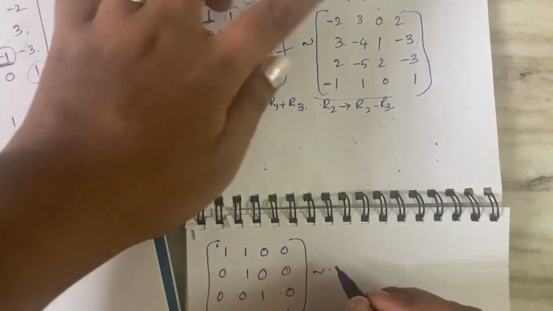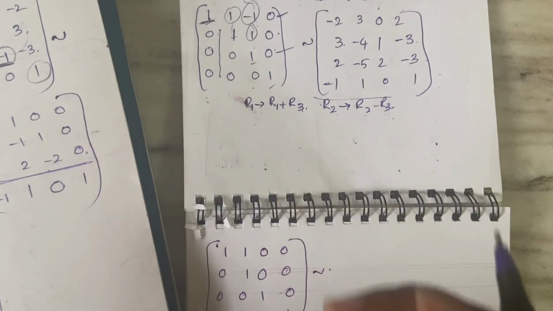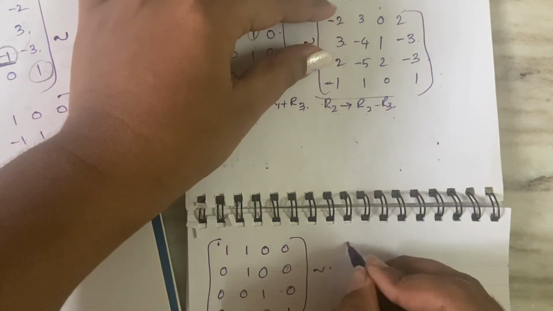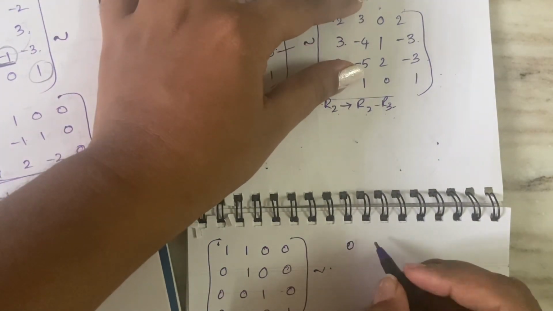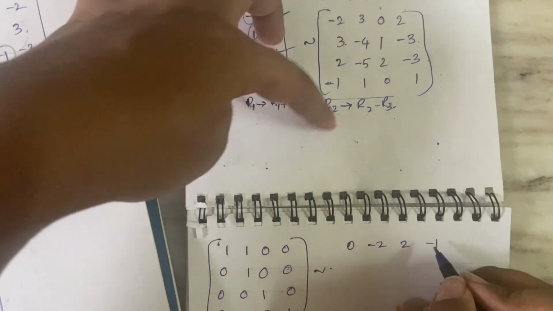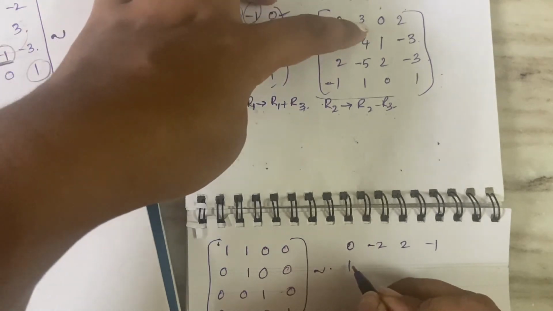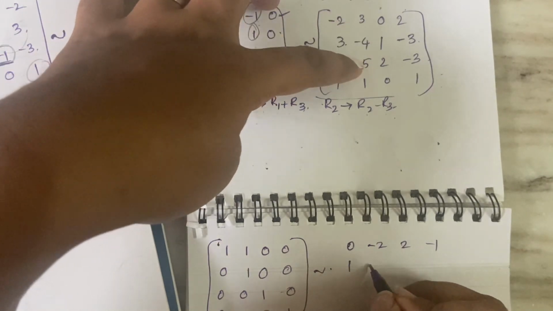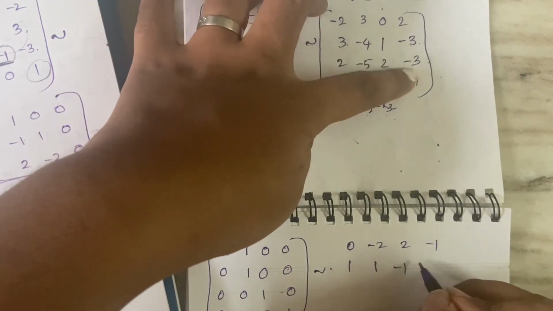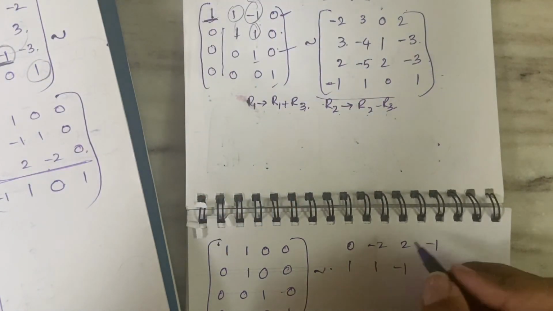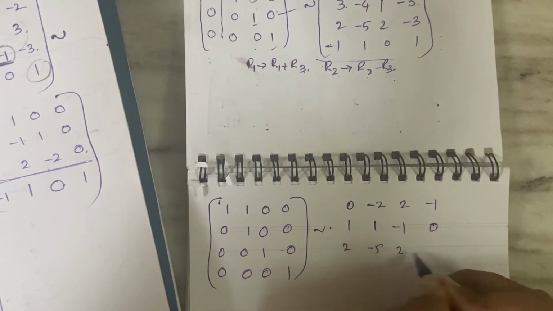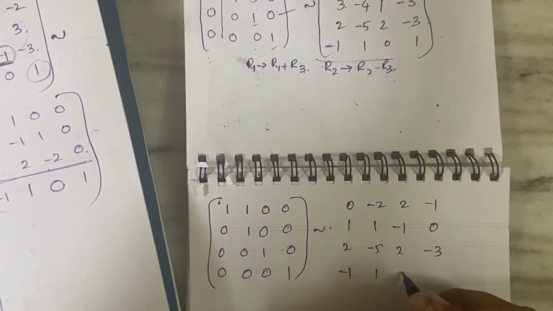Okay, now let us apply the same to this matrix as well. So what this matrix will become, R1 R2 only you have to make changes, R3 R4 directly you can write. R1 is R1 plus R3, minus 2 plus 2 0, 3 minus 5 minus 2, 0 plus 2 is 2, 2 minus 3 is minus 1. R2 is R2 minus R3, right? 3 minus 2 1, minus 4 minus of minus 5 is minus 4 plus 5, which is 1. 1 minus 2 is minus 1, minus 3 minus of minus 3 you will get 0. Right, next R3 R4 as it is, 2 minus 5 2 minus 3 minus 1 1 0 1.